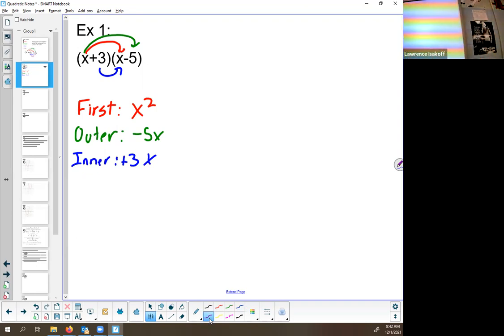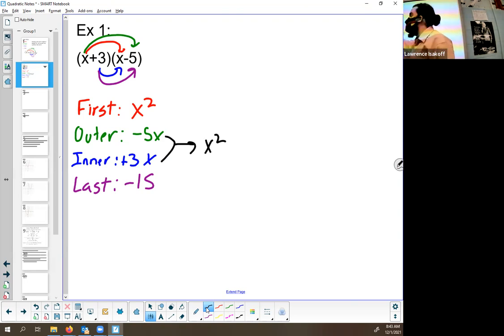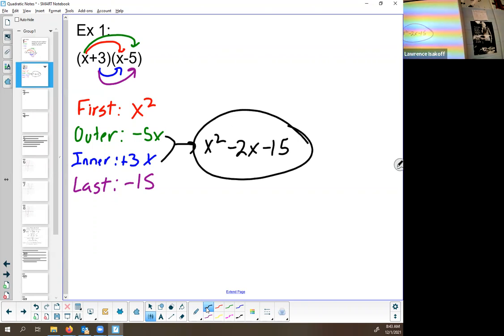So then here, my last, what's 3 times -5? -15. Now, where are my like terms here? -5x and 3x. So your inner and outer are going to be your like terms. So those will combine. It starts off x squared, -5 plus 3, -2x minus 15. And that's it.